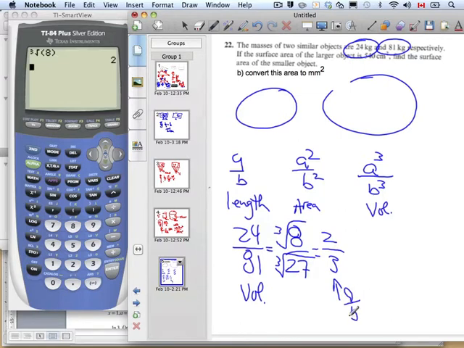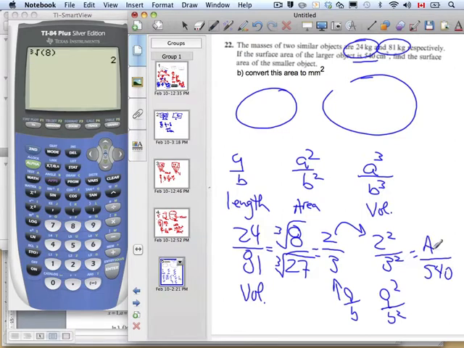Now I want to take that and put it to surface area, which is what I'm looking for. If I want surface area, that's A squared to B squared. So I'm going to change that to 2 squared to 3 squared. Now this value here is area proportion. This is linear proportion. This here is volume proportion. I know from the problem the larger object is 540, so that's got to be on the bottom, and the area I'm looking for is there.